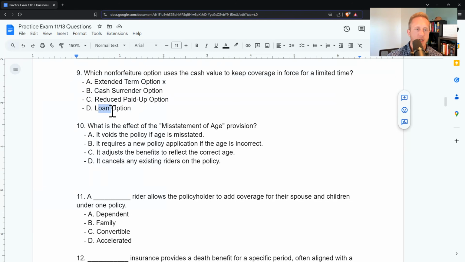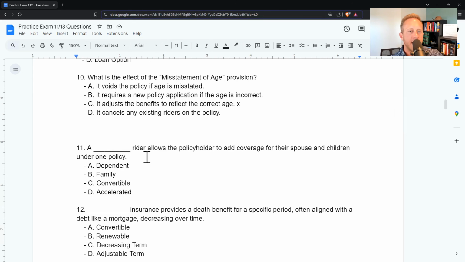All right. So what is the effect of the misstatement of age provision? Is it A, it voids the policy? B, it requires a new application if the age is incorrect? C, it adjusts the benefit to reflect the correct age? Or is it D, it cancels any existing riders on the policy? The correct answer is C. It adjusts the benefits to reflect the correct age.